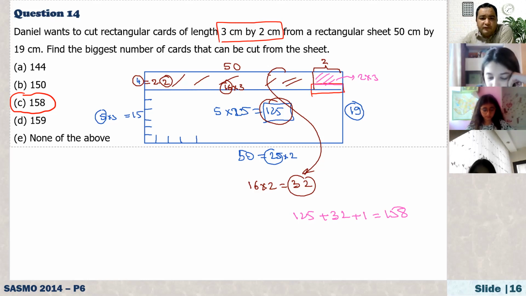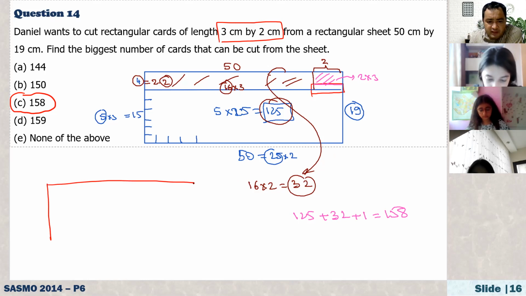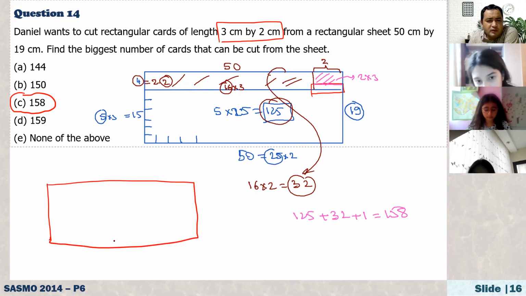Okay, so the answer is 158. Maybe at home one more time, okay? Just think about this one. I just divided this into 4 parts. If I do this one more time, if we are given this kind of rectangle that is 50 by 19, I just cut it into 3 parts.